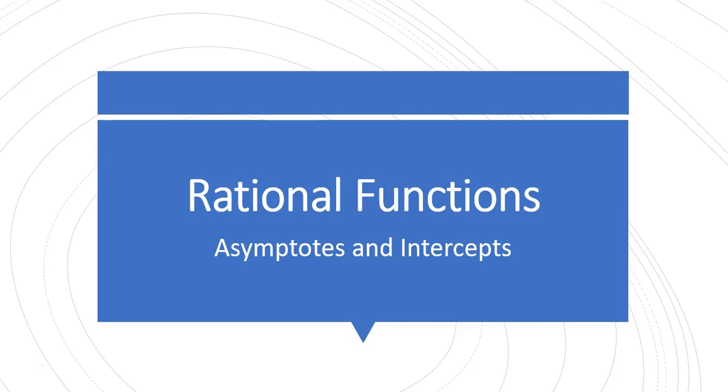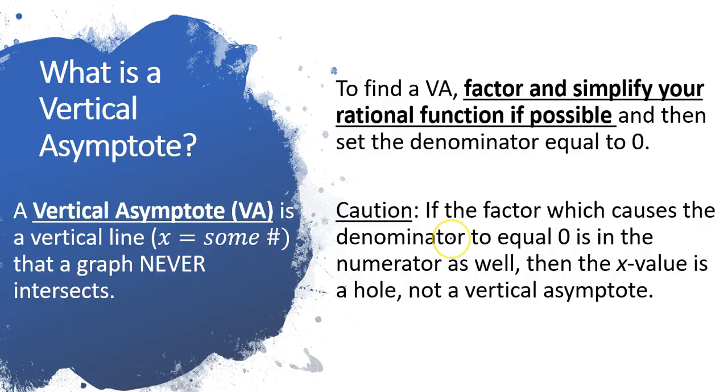Hello, this is a video about rational functions, their asymptotes and intercepts. So what exactly is a vertical asymptote? Well, a vertical asymptote, abbreviated VA, is a vertical line, meaning it's of the form x equals some number, that a graph never crosses. So the graph will never cross a vertical asymptote.